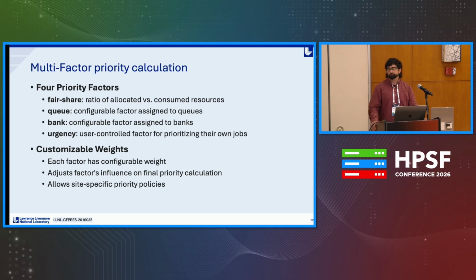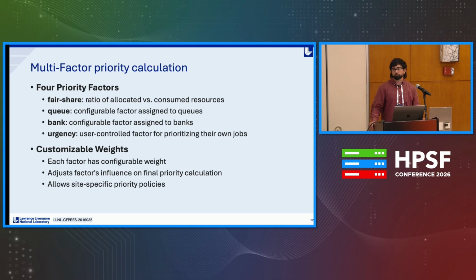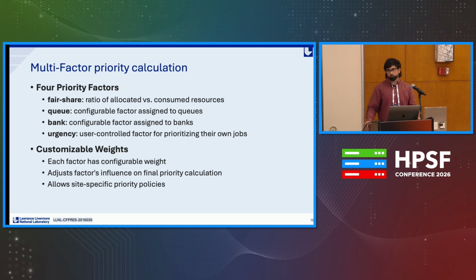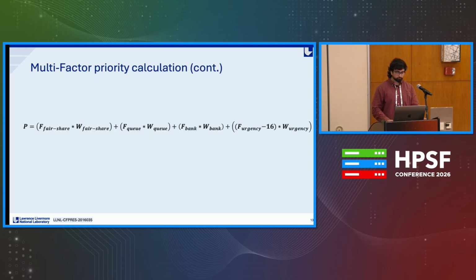Each of these factors has a customizable weight that more or less determines how important it is in the end result of the priority for a job. So by default, flux-accounting treats fair share as the predominant factor when determining a job's priority, but your site might have different needs. It might consider that the bank that the job is running under or the queue that it's submitted in to be more important than anything else. So you can configure these on the fly or disable them altogether if you don't find it important.